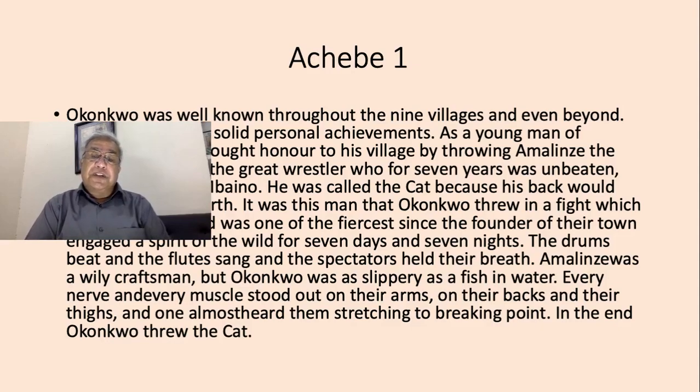For example, if you look at the first passage of Things Fall Apart by Chinua Achebe, the introductory passage on the very first page, it talks about the wrestling match which had taken place between two major wrestlers. One is Okonkwo himself, and the other is Amalinze, who has also been titled the Cat, because he is very clever, very sharp, very skillful in fighting a match. Okonkwo is shown to be the person who could defeat such a skillful wrestler, and when he defeats him, it establishes his prowess.